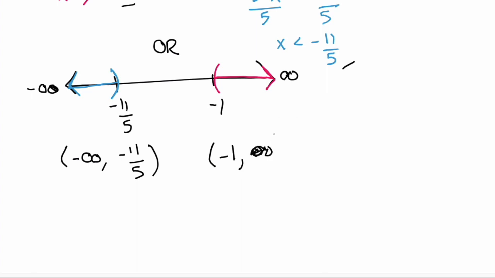And because I have two separate intervals with an or inequality, I put the union symbol in between. So here I have the solution for this or inequality, which is two separate chunks of that number line.